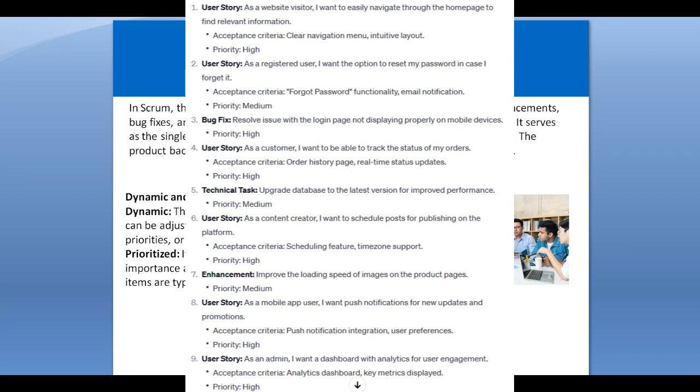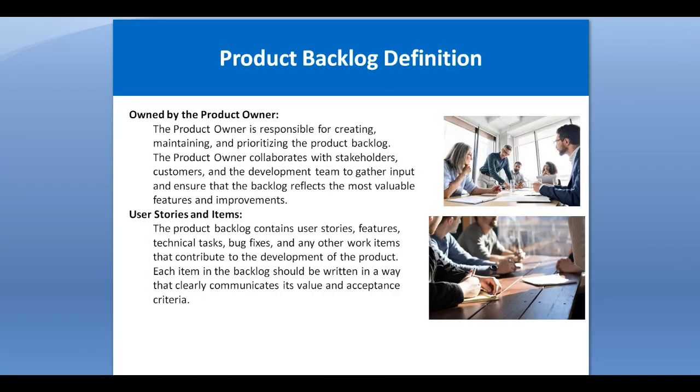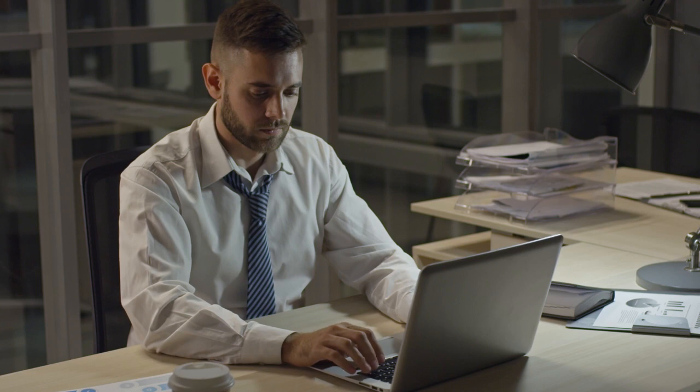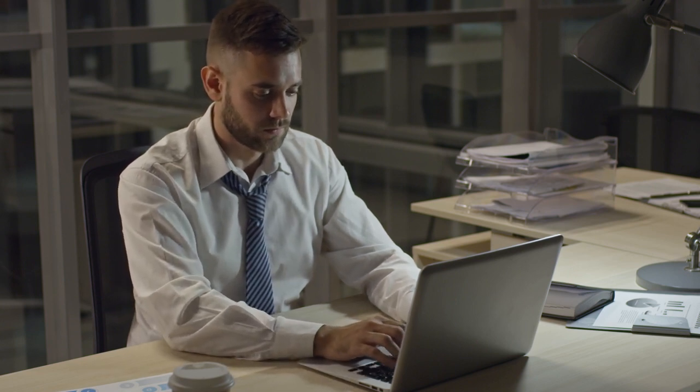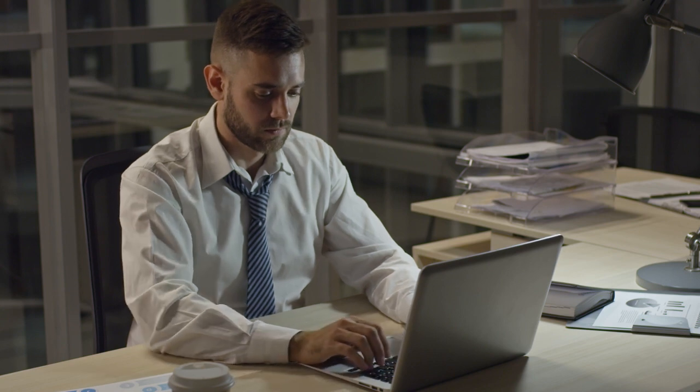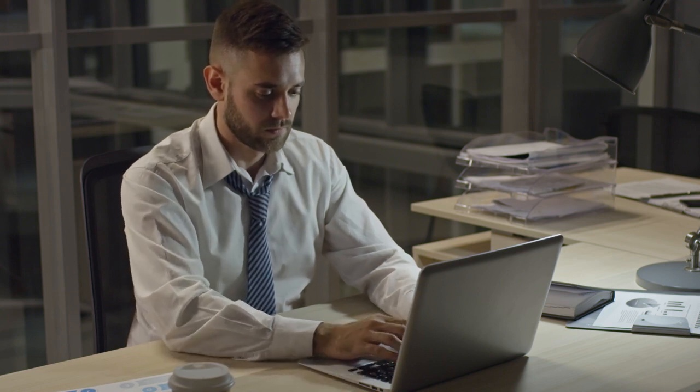And this priority is basically set by the customer, and the product owner is the person who maintains this priority in the product backlog document. Then, owned by the product owner means the product owner is responsible for creating, maintaining, and prioritizing the product backlog. Basically, the product owner collaborates with business persons, stakeholders, customers, and the development team to gather input and ensure that the backlog reflects the most valuable features and improvements.